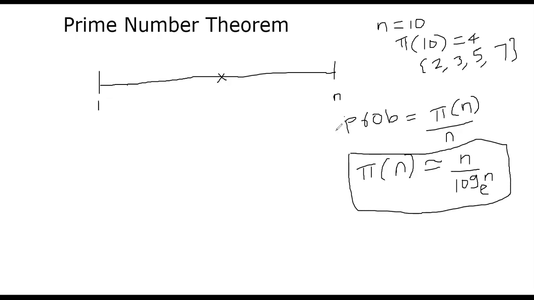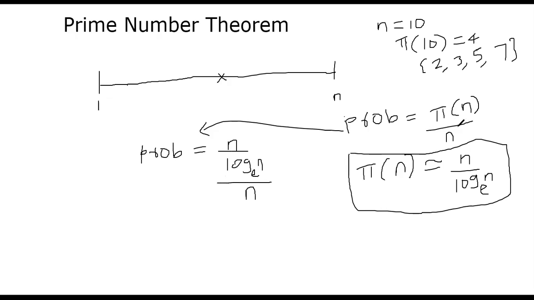So the probability formula can be rewritten as follows. Probability is nothing but, in the place of pi of n, I can replace it by, I'm going to use equal to, but it's approximately, n over log n to the base e, which is again divided by n, right, because there is an n over here. So this n and this n will cancel out, so we get a probability of 1 over log n to the base e. So this is basically the probability.